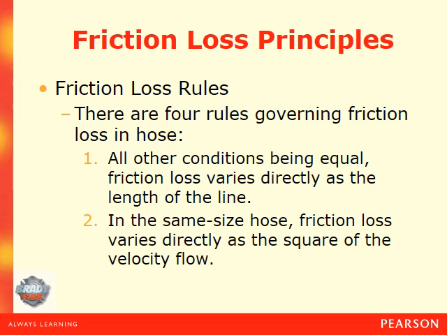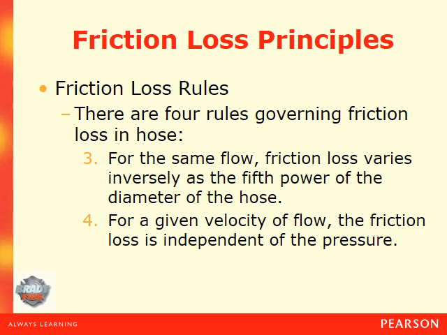There are 4 rules governing friction loss in hoses. Rule number 1. All other conditions being equal, friction loss varies directly as the length of the line. Rule 2. In the same size hose, friction loss varies directly as the square of the velocity flow. Rule 3. For the same flow, friction loss varies inversely as the 5th power of the diameter of the hose. And Rule 4. For a given velocity of flow, the friction loss is independent of the pressure.